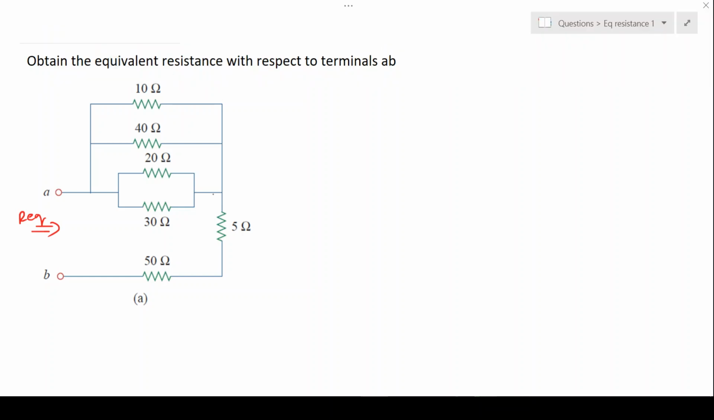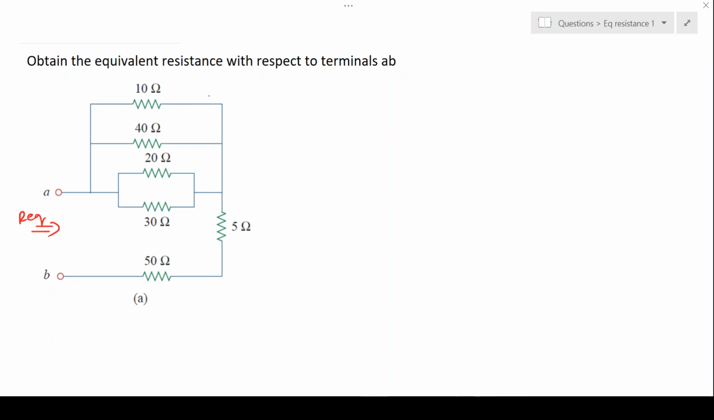Right, so we first have to identify any series connections. If there aren't any, then any parallel connections. And if there weren't any, then we need to look at Y delta transformations. So we always start with series connections or parallel connections, and then if there aren't any series or parallel connections, we move on to Y delta transformations.